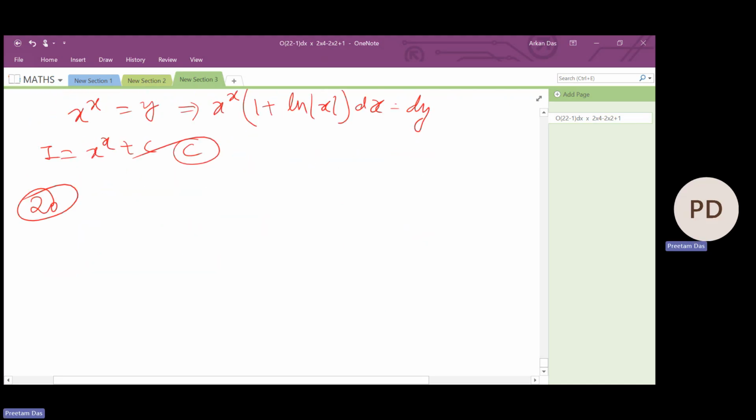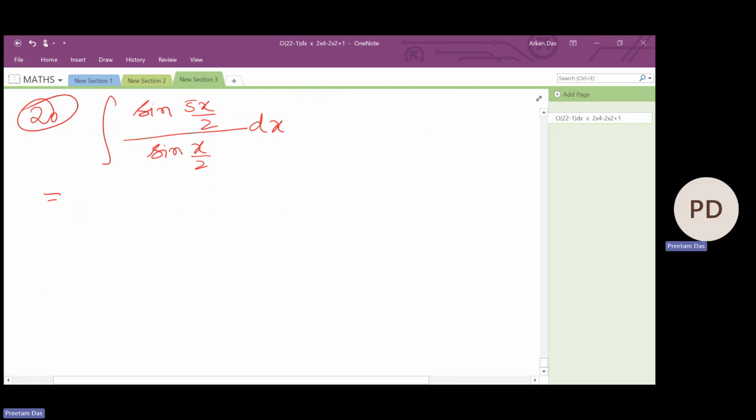Okay. 20, let us see. This is also a JEE Mains question. So sine 5x over 2 by sine x over 2. There is no mobility here and we can do nothing in this, add, subtract or whatever. So the only thing that is left to be done is try to express this in terms of the denominator. How to do that? 5 by 2, clearly it is 2 plus half. So 2x plus x by 2 dx.